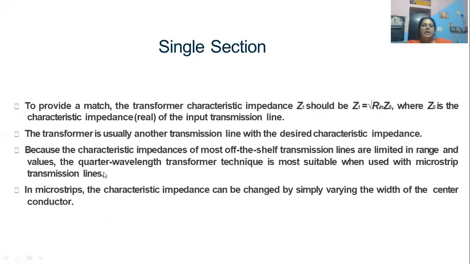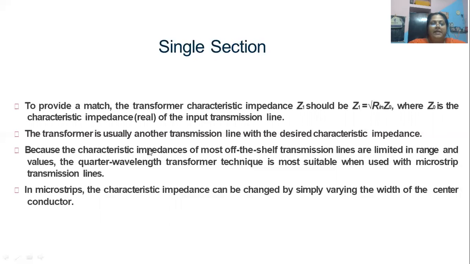To provide a match, the transformer characteristic impedance Z1 should be the square root of the product of Rin and Z0, where Z0 is the characteristic impedance, kept real, of the input transmission line. The transformer is usually another transmission line with the desired characteristic impedance.